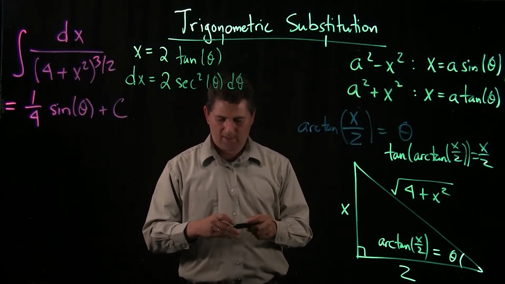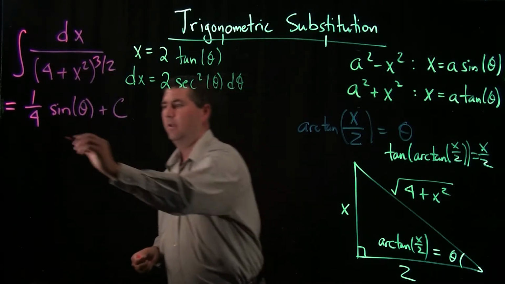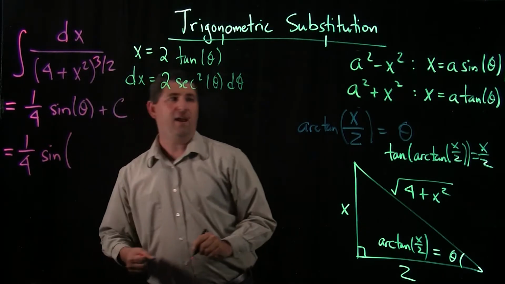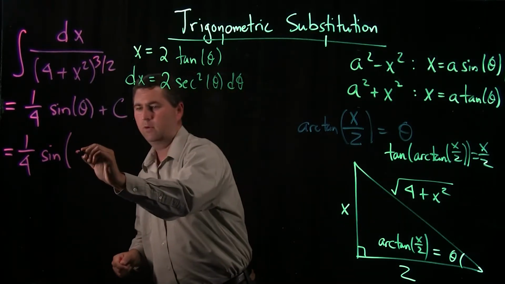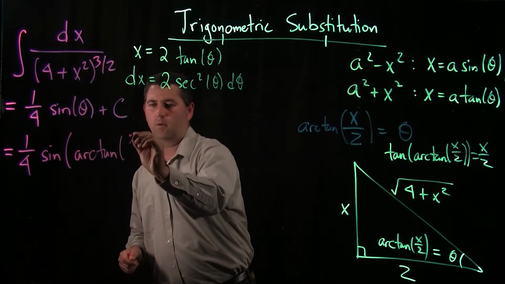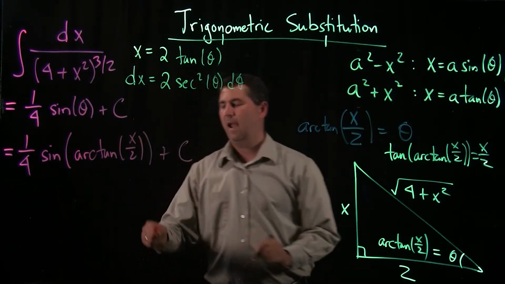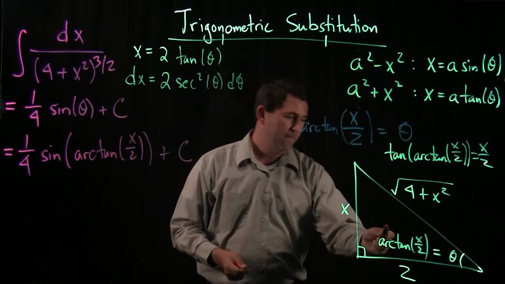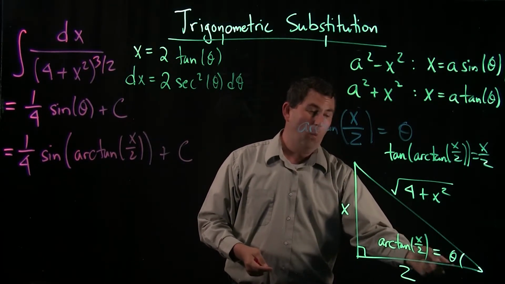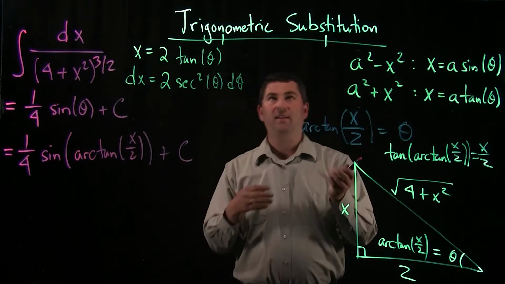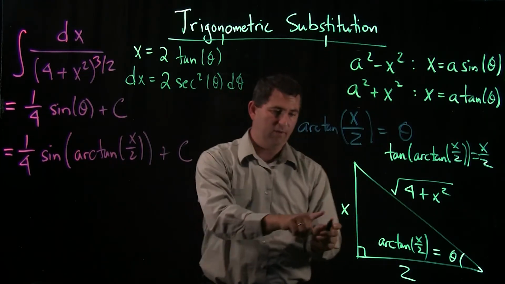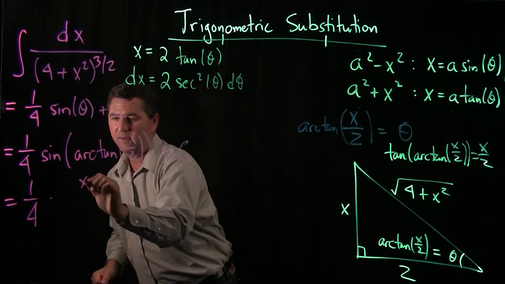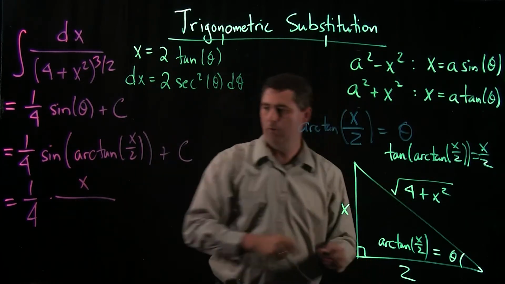Okay, so now going back to our solution, I can rewrite sine of theta as sine of arctan of x over 2. And now I can use the right triangle to simplify the sine of the arctan of x over 2. There's arctan of x over 2. What is the sine of that angle? Well, the sine, that's the opposite over the hypotenuse. So the opposite is x. So x over the hypotenuse, root 4 plus x squared.